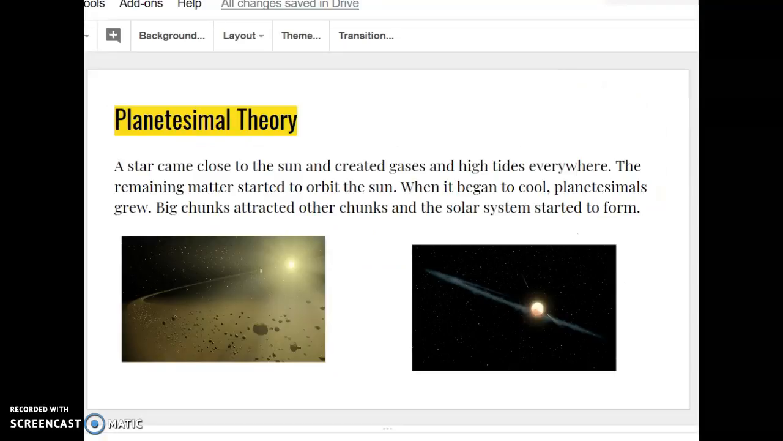We also have the planetesimal theory, which is a theory that a star came close to the sun and created gases and high tides everywhere. The remaining matter started to orbit the sun, which we would consider to be our solar system, or all the planets in our solar system. And when it began to cool, the planetesimals grew. Big chunks attracted to other chunks, and the solar system started to form.